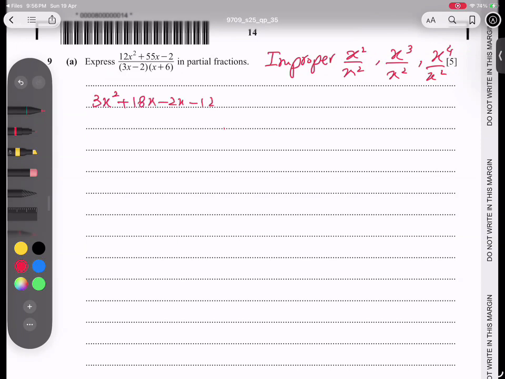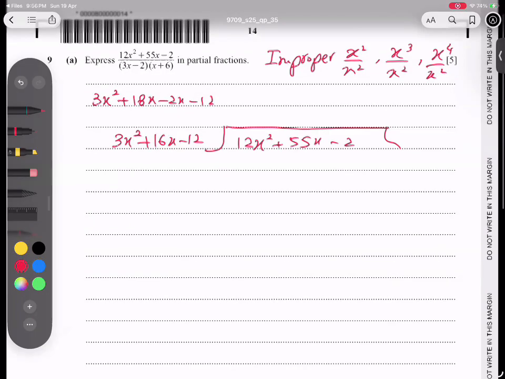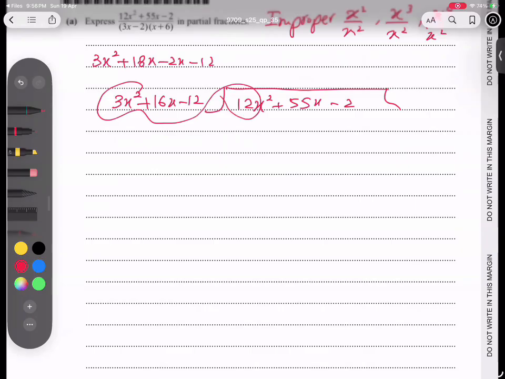So then what I get: I'm getting 3x square, positive 16x, and negative 12. The upper part, this one, I'm going to copy inside. I'm getting here 12x to the power 2 plus 55x and negative 2. So this multiply, what gives you this value? 4. So I'm getting 4 here, 4 3s are 12, and 64 from here, and 48 from here.